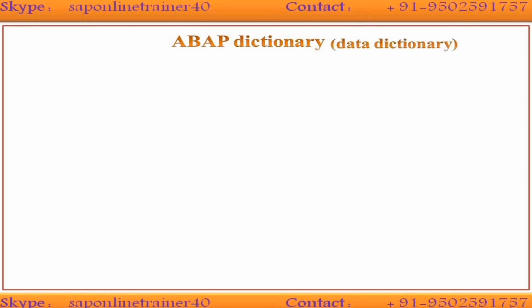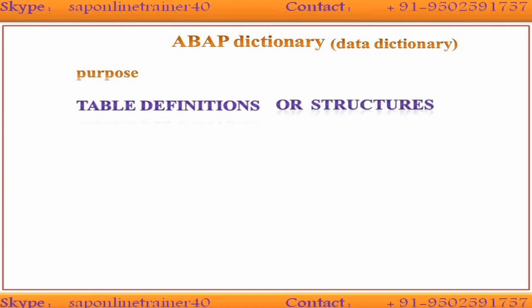Generally, ABAP dictionary is used to create table definitions or structures. With the help of these structures, you can create a physical database table.